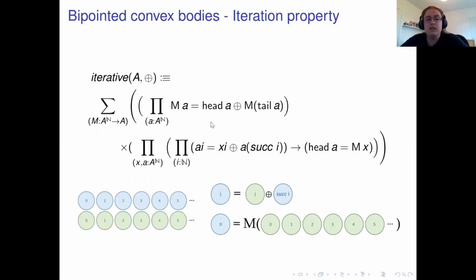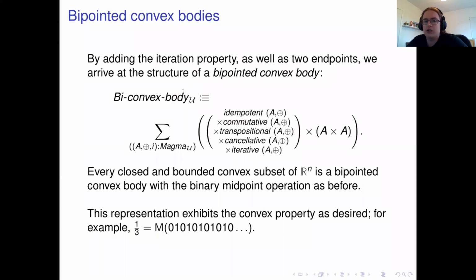And using these two subproperties, we can prove that m has some nice properties itself. For example, m of an infinite sequence of the same element should be the same element. And it's also a midpoint homomorphism relative to the midpoint operator. So a cancellative midpoint algebra whose operation is iterative, which means it has some such m operator, and with two endpoints in the underlying set, is called a bipointed convex body. That word convex again signals that we can now construct all points in the closed and bounded convex subset between the endpoints. For example, 1/3, our example from before, is constructed in 0, 1 using the m operator like so.